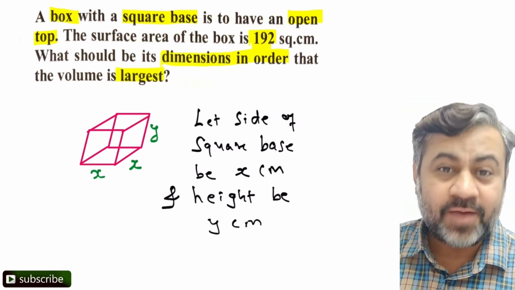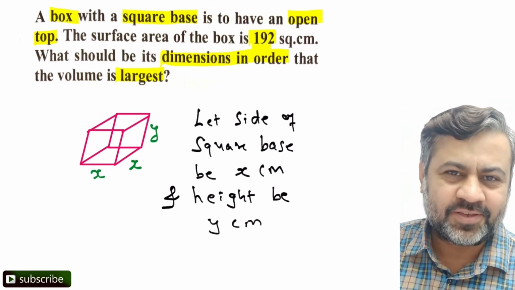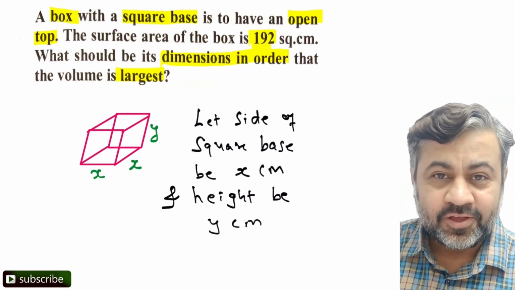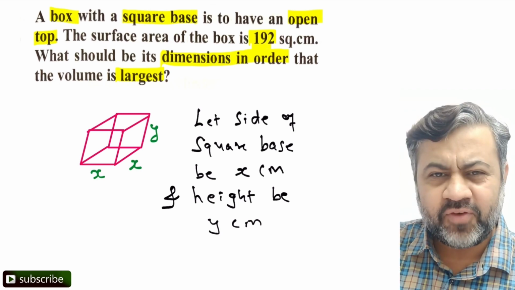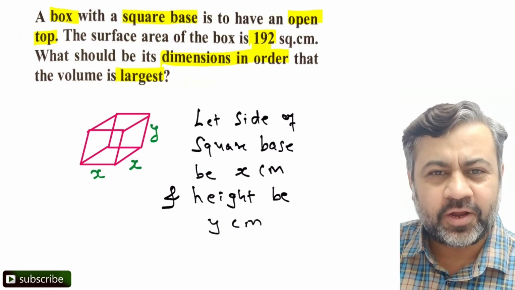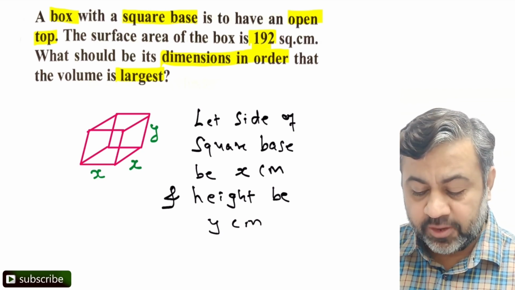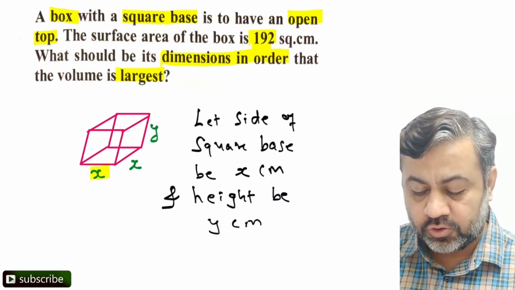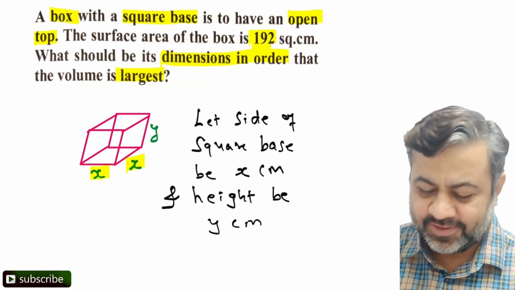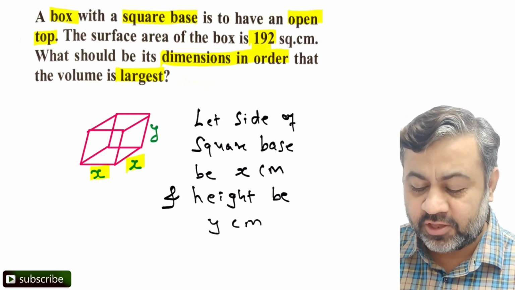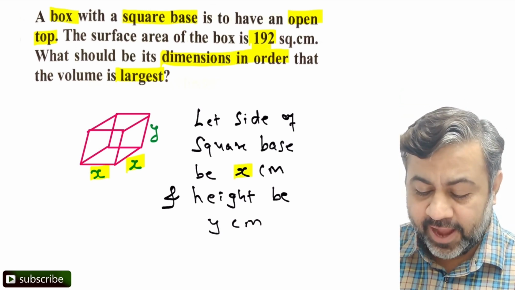Now what do you have to maximize? You have to maximize the volume, okay? But they are asking you to find the dimensions. What do you mean by find dimensions? That means you have to find length, breadth and height. Now first of all, as we discussed, this is a box with a square base. So I am saying length and breadth to be x, and height I am taking to be y centimeter.